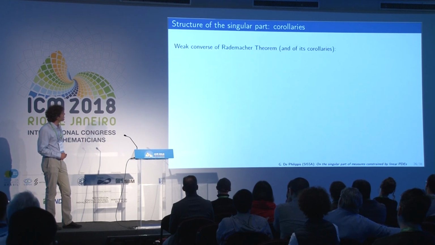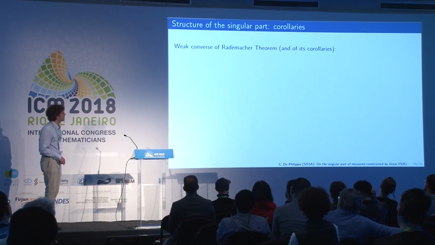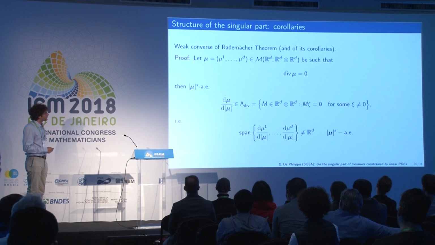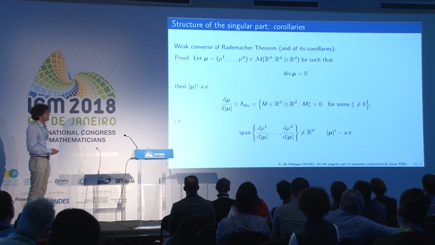And the third corollary is that it gives a proof of the weak converse of Rademacher's theorem and all of its corollaries. And why is that? Because I was telling you that what we actually have to do is to understand the structure of matrix-valued measures which are divergence free.